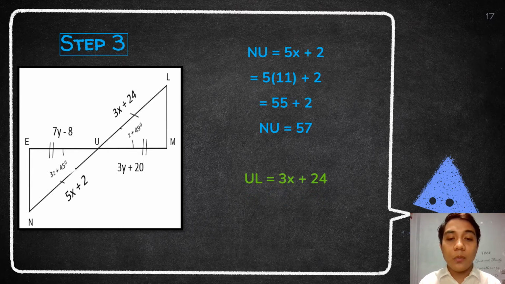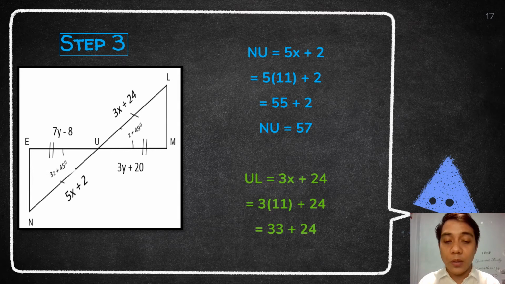Then for UL, we have 3x plus 24. The value of x is 11. Substitute that to replace the value of x in 3x plus 24. So we will have 3 times 11 plus 24. 3 times 11 is 33 plus 24. Adding these two numbers, we will have the value for UL, which is equal to 57.